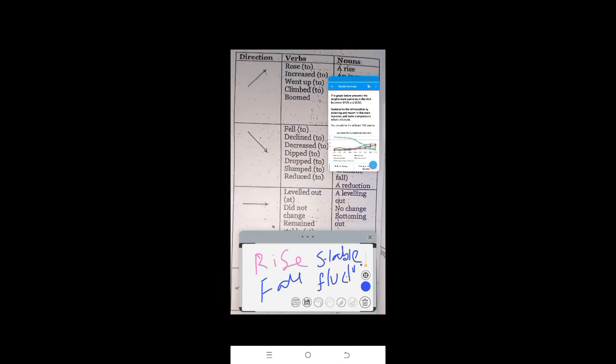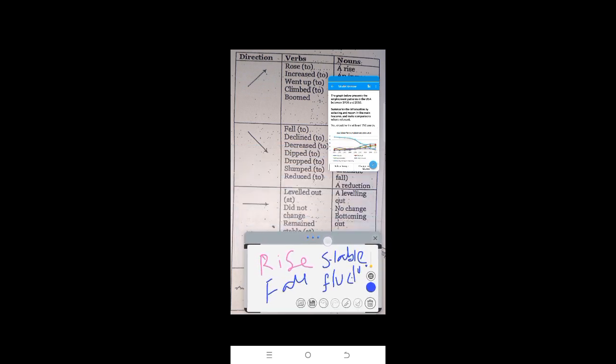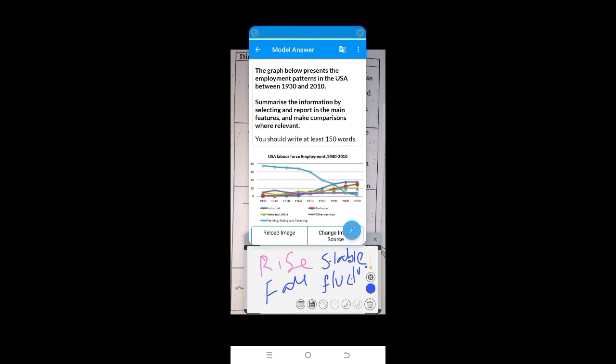I hope you are following this. Okay, and in this graph we can see all of that happening. We can see some values going up, we can see some values going down, we can see stable values, and we can also see fluctuation, meaning one year it's up and then it's down.